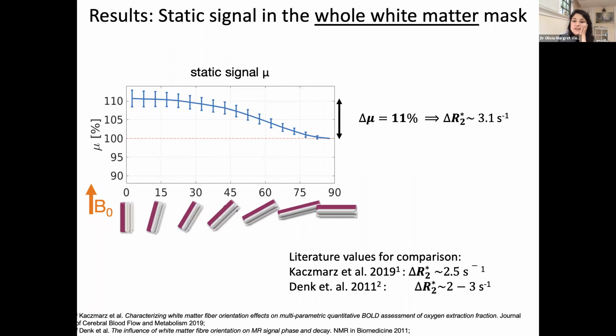So these are the results of fiber orientation dependence of the static fMRI signal in the global white matter. The orientation bias is 11%, which translates to a change in delta R2* of 3 Hertz. And this also goes in line with literature values that you find on white matter GRE dependence when you rotate the white matter and calculate the orientation of fiber to B0.